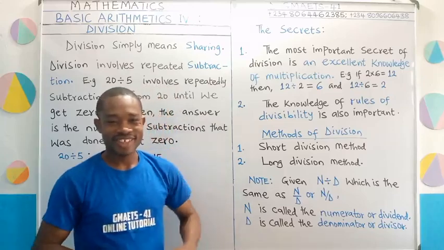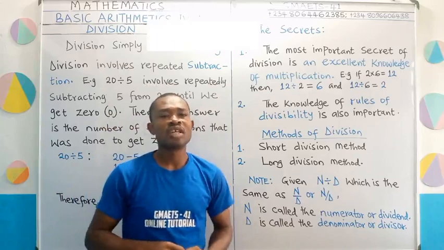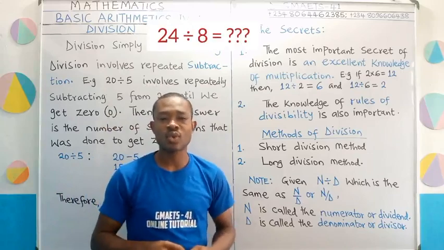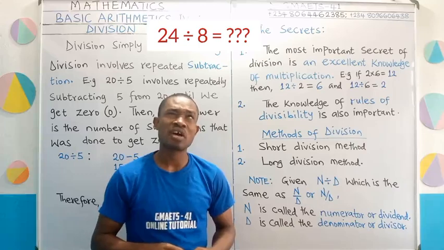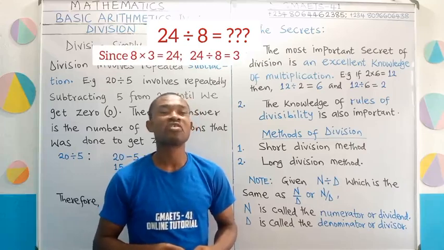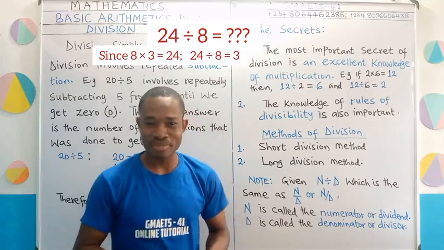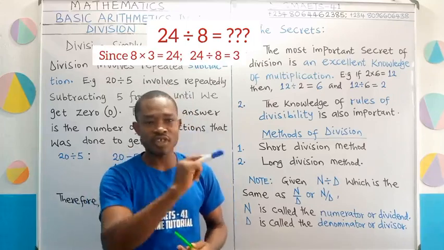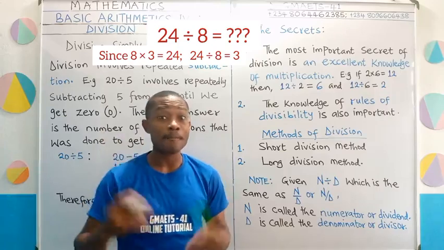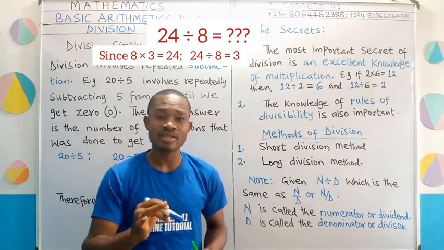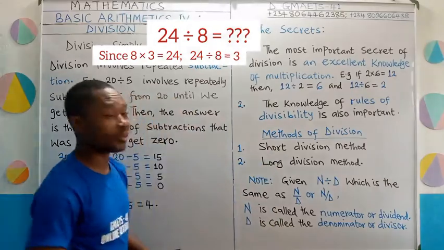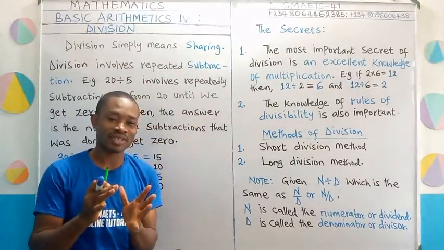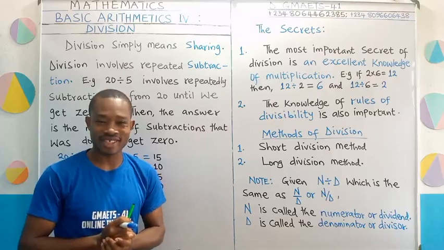Are you following? So if you tell me, okay, 24 divided by 8 is equal to what? I'll quickly ask myself, 8 times what will give me 24? And of course, 8 times 3. It simply means that 24 divided by 8 is equal to 3, because 3 times 8 will give you 24. Now, I have given you this wonderful secret. I hope you will not play with it.